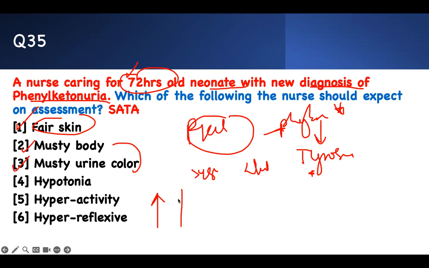Everything is up in this patient. Their reflexes are high. The activity level is high. They may have seizures, but they are not hypotonic. So that is wrong. 5 and 6 are right. So 1, 2, 3, 5, and 6. They are hypertonic. Everything is up in them, including skin lesions. They should have specialized food and formula, and they should avoid phenylalanine in their diet for the rest of their life.